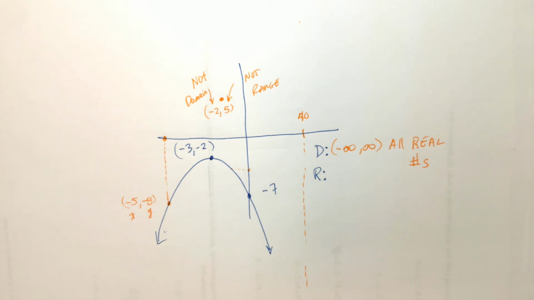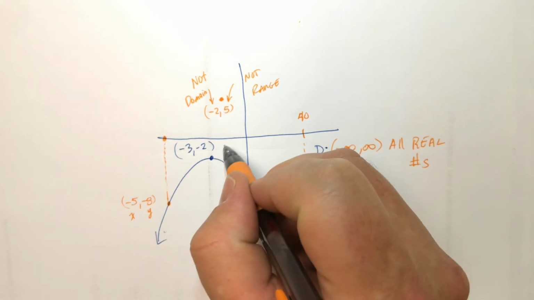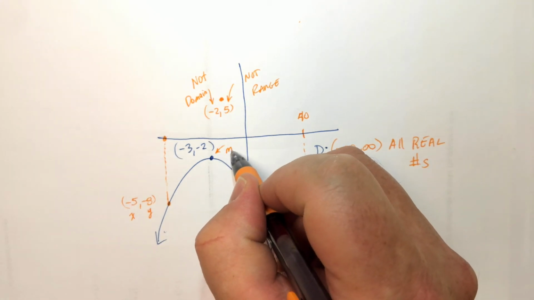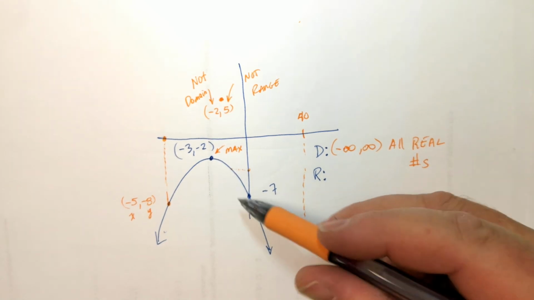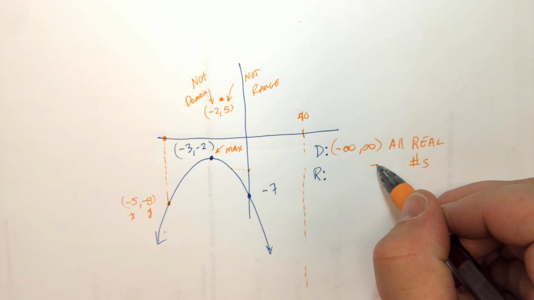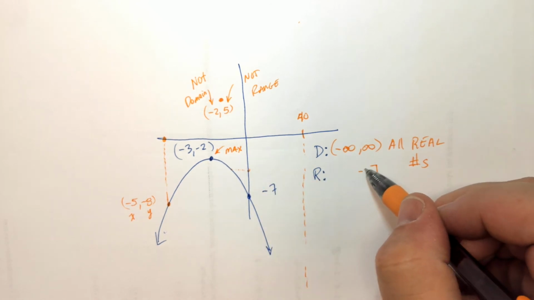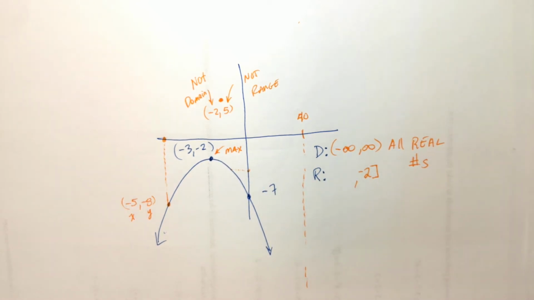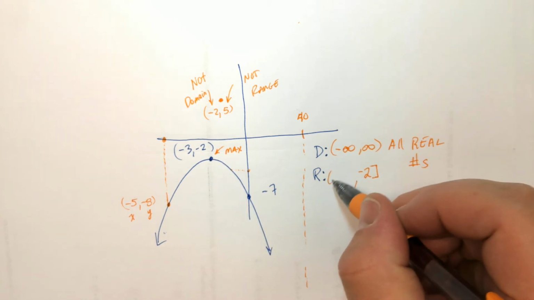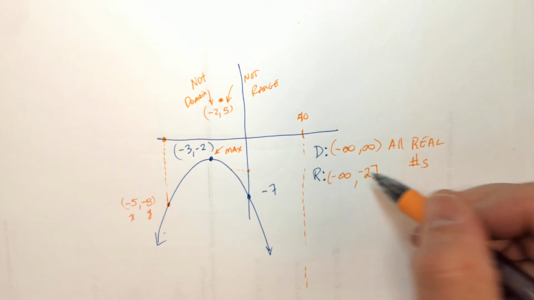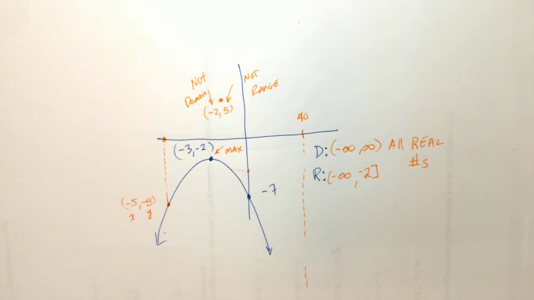Okay, now the range. Do you see this right here? It's the highest point on the whole graph. That's called a maximum, and that's where the range ends. So the highest point is -2. Do you see? No matter how far down you go, it's just going down. So that's from -infinity all the way up to 2 and every number in between.